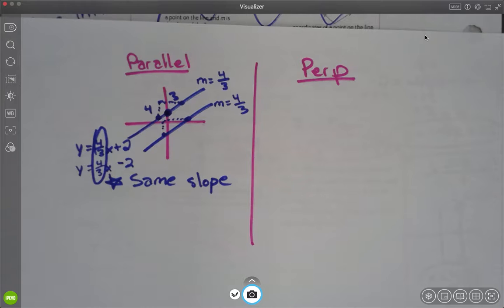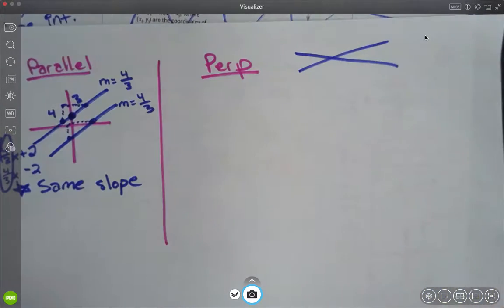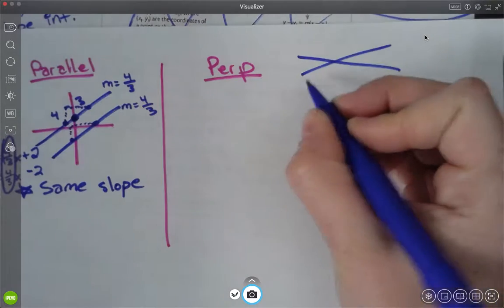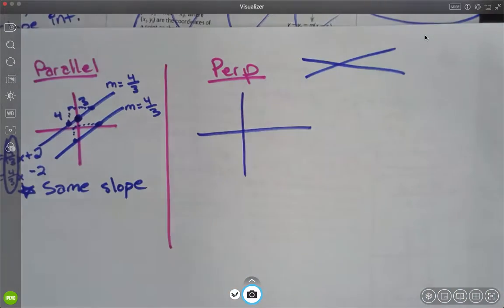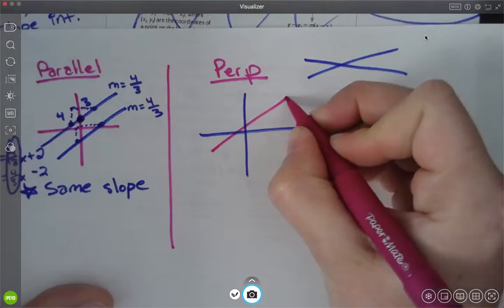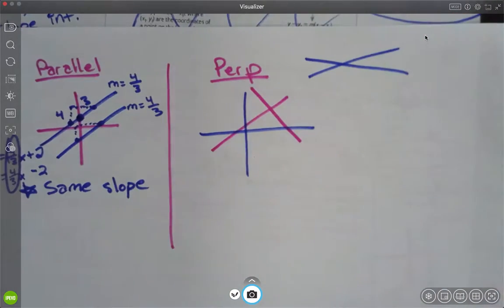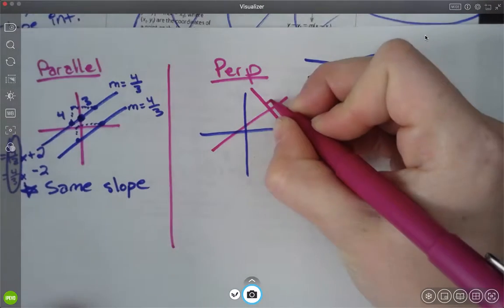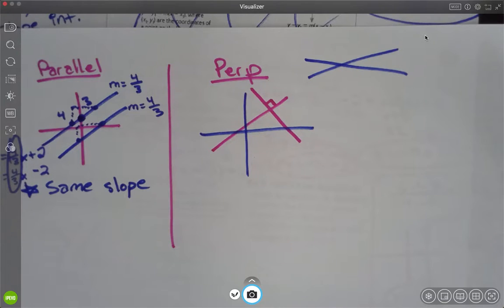Same slope. Okay, what about perpendicular lines? What do perpendicular lines look like? Okay, perpendicular lines are ones that intersect each other, but these two lines intersect each other and they are not perpendicular. When they intersect, they have to form a right angle. So here's what those look like. Okay, there's my little coordinate plane. Let's say I have this guy and this one, right? Those two guys, when they intersect each other, form a 90-degree angle. It's like a perfect box, right?